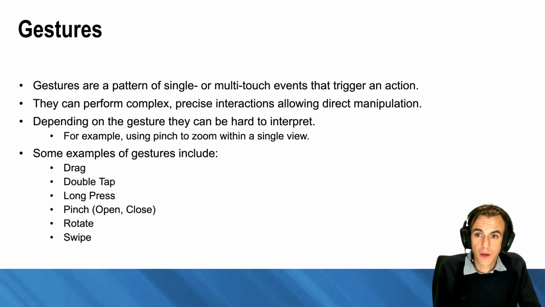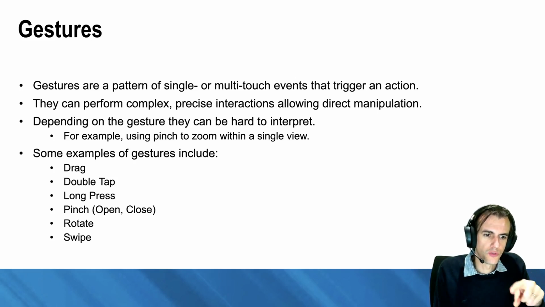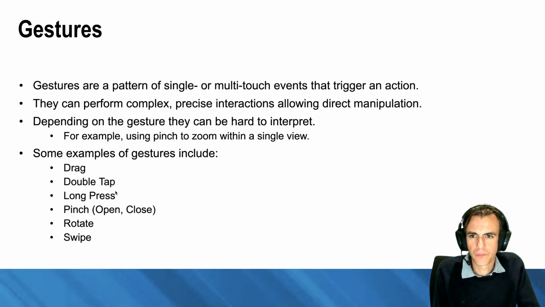Gestures can be quite complex, or they can be precise interactions allowing direct manipulation. For example, if you're dragging an object, then that object can be drawn and follow your finger, or if you're pinching to expand a photo, then that photo can be resized to match the gesture that you're performing. Some examples of the sort of gestures that can be recognized are drag, double tap, long press, pinch, either open or close, rotate, swipe.